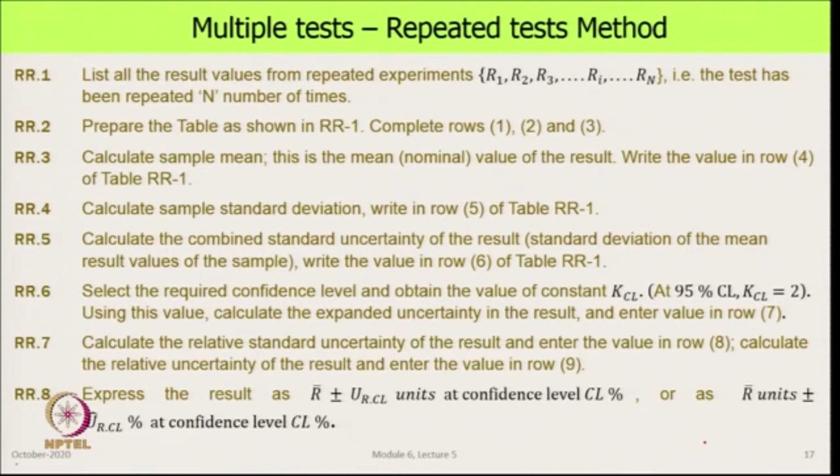Now, we come to the other option, which is the multiple tests, repeated tests method. So, the steps have been denoted by RR.1, RR.2, result, first R for result, second R for repeated tests. So, what we do is we list all values from the measurement, which is R1 bar, R2, R3 like that. Then we make the table as shown there and we complete rows 1, 2, 3. So, let us see what this is.